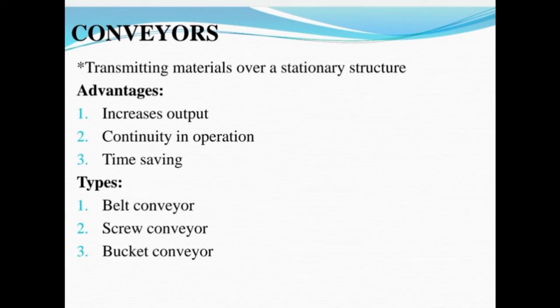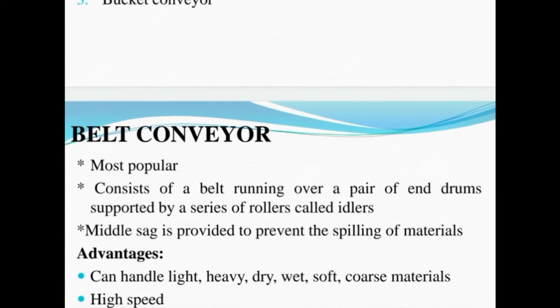Now we are going to see about the conveyors that are used in construction to transport materials from one place to another. Conveyors are nothing but transmitting materials over a stationary structure, and the advantages of conveyors are to increase the output, to save time, and to continue the operations in a required manner and at the required time. There are three types of conveyors that are used: the belt conveyor, the screw conveyor, and the bucket conveyor. Now we can see them one by one.